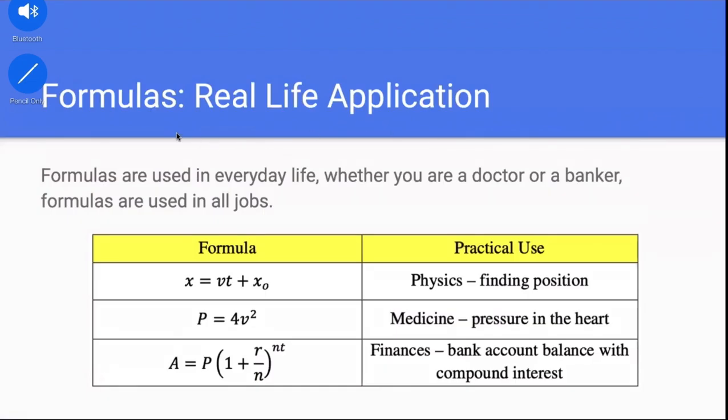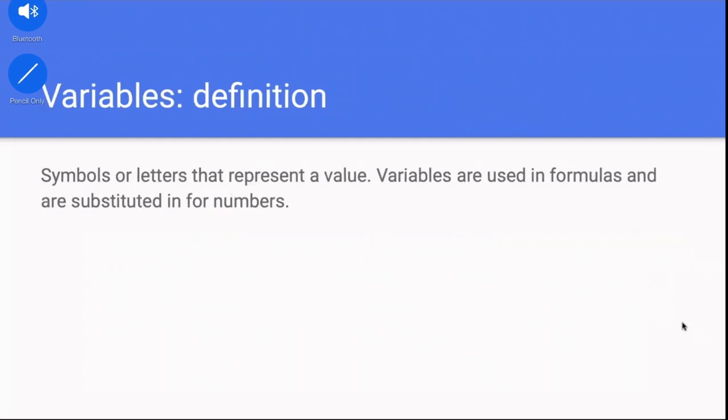Formulas. Formulas are used in everyday life. Whether you are a doctor or a banker, formulas are used in all jobs, all of them. So here are some examples of formulas: x equals vt plus x sub 0, p equals 4v squared, and A equals P times (1 plus r over n) to the nt. These are all used in physics, medicine, and finances. These are all very important parts of these jobs, and it's just important for people to know.